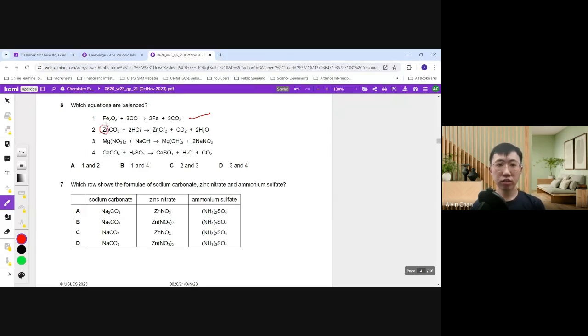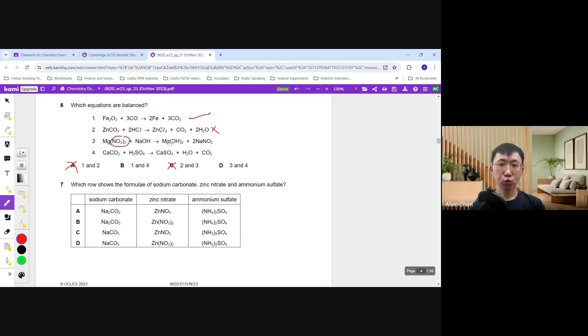So part 2 here. 1 zinc, 1 zinc looks good. 2 chlorine, 2 chlorine. Okay, macam yes. 1 carbon, 1 carbon. Correct. 2 hydrogen. Here got 4 hydrogen. Okay, this one is wrong already. So what you do when you see number 2 is wrong, so A is out. C is out.